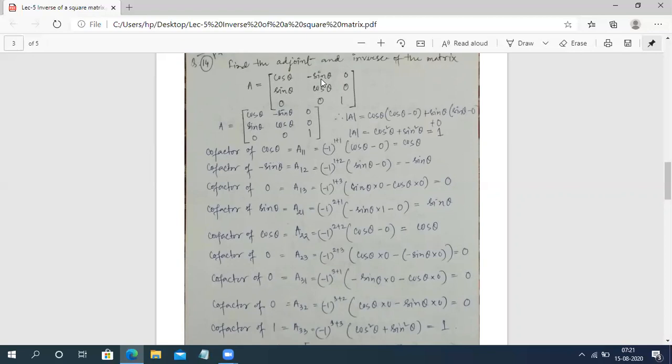Similarly, cofactor of minus sine theta, it is the element in the position of A12. So capital A12 is equal to minus 1 to the power 1 plus 2, the first row second column, and then ignore the particular row and column of this element. We have sine theta into 1 minus 0 into 0. So its value is minus of sine theta.